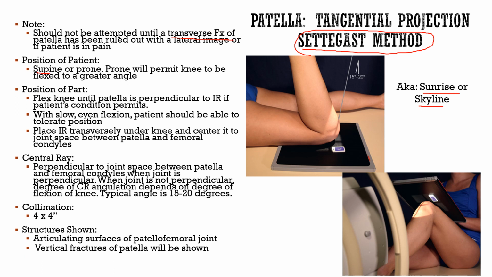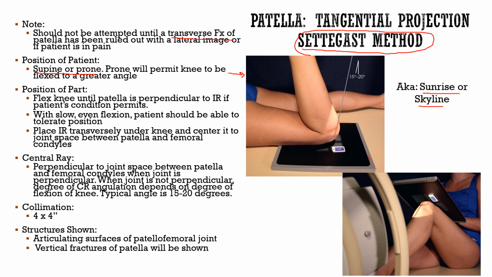We can have the patient supine or prone. Prone will allow the knee to be flexed to a greater angle, as can be shown on this image or picture. But we want to flex the knee until the patella is perpendicular to the image receptor if the patient's condition permits. With even slow flexion, the patient should be able to tolerate the position.